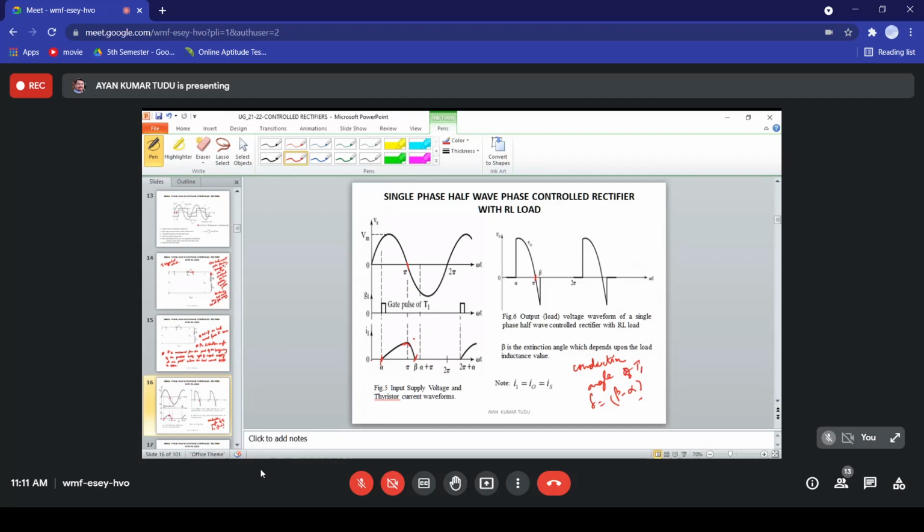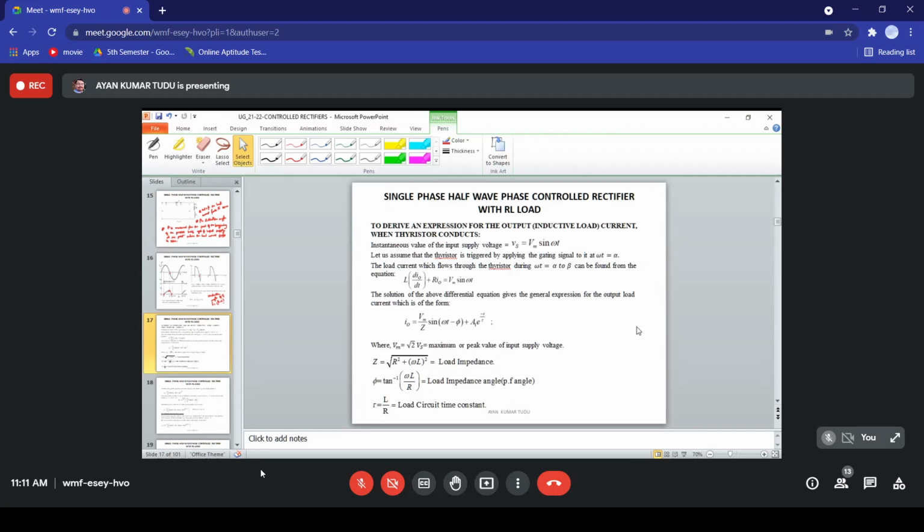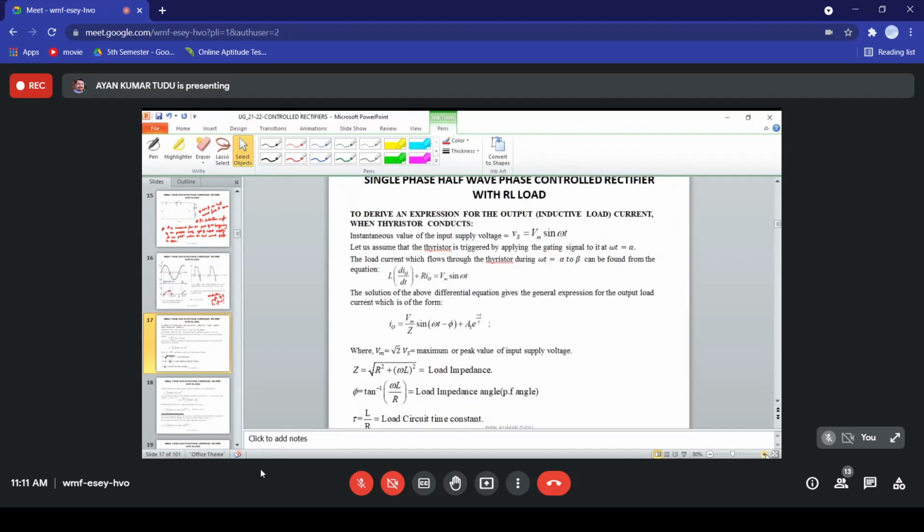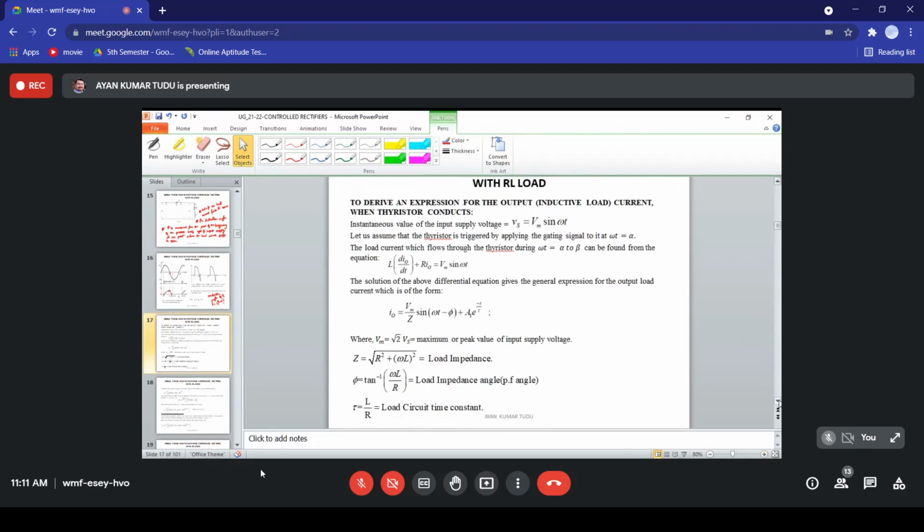Okay, so obviously now what we have to do is find the expression for the output load current when the thyristor conducts. Let us see this one. To derive the expression for the output load current, the instantaneous value of the input voltage is taken as Vs equal to Vm sin omega t. Again, we have assumed that the thyristor is triggered by applying the gating signal at omega t equal to alpha. So the load current will flow through the thyristor during omega t equal to alpha to beta.